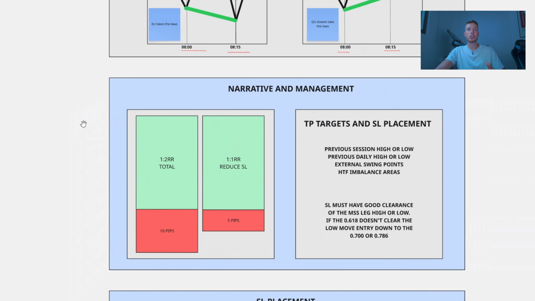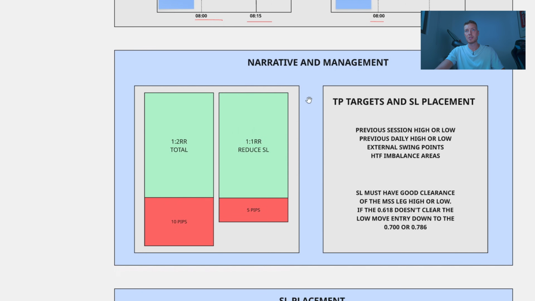So just before we get on the chart, I'll show you the narrative. I'm simply aiming for 1 to 2Rs, and my targets are previous session highs or lows, previous daily highs or lows, external swing points, or higher time frame imbalance areas. If you're looking for the two confluences that I do use, I go more in depth about internal and external liquidity in a full video, so I'll mark that somewhere at the top of the screen, but make sure to watch that as well. It's got some really good value.